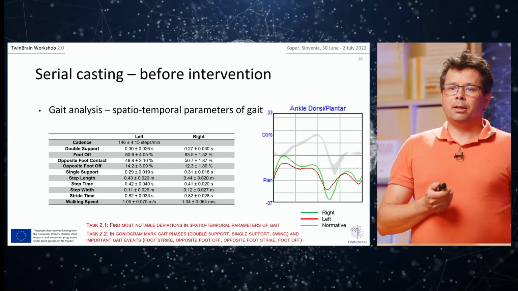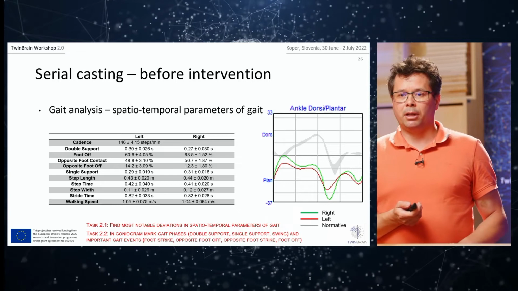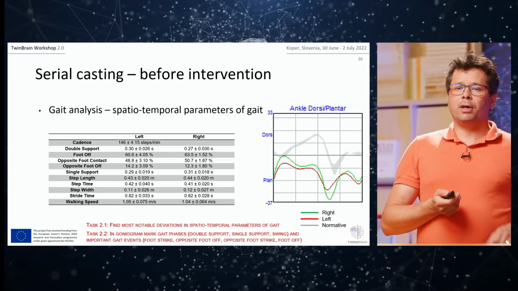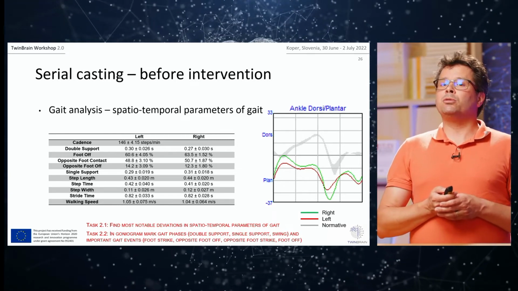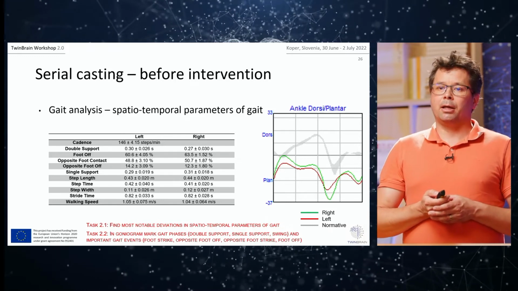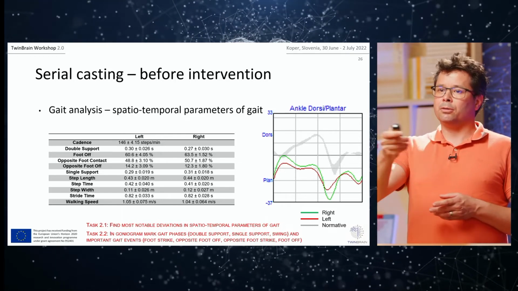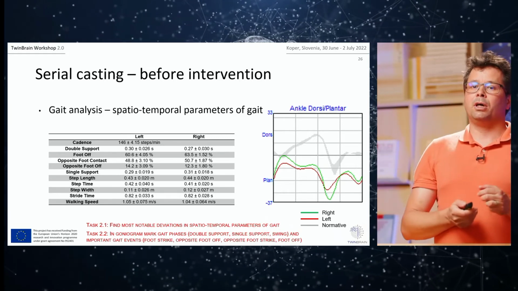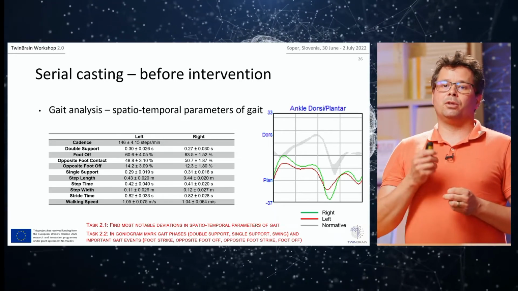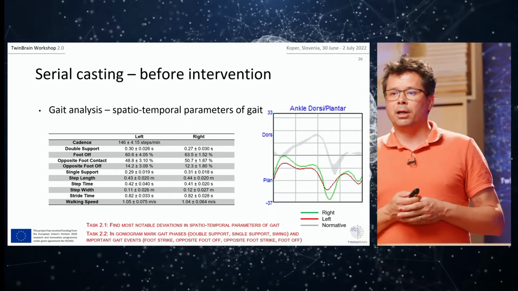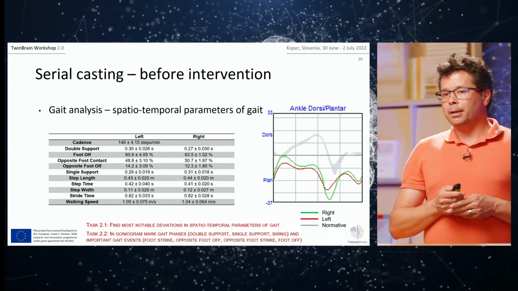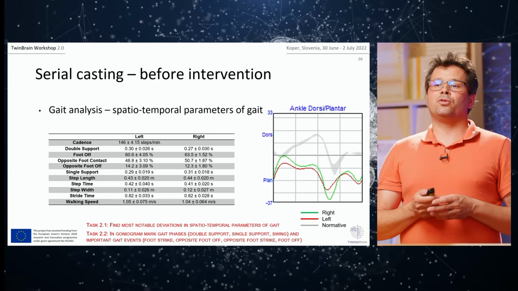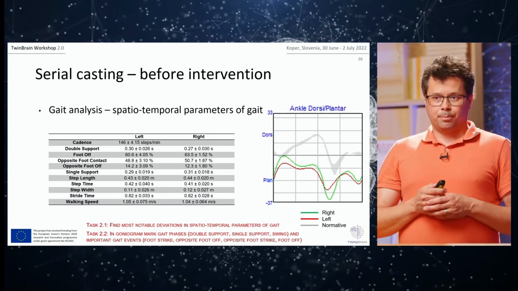So let's look at the spatiotemporal parameters of gait. And again, let's try to find what are the differences between the left and the right leg, and try to put this data onto this graph on the right. So let's try to put the foot off, the opposite foot off, the opposite foot strike into this graph on the right. Let's try to mark the single support phase, the double support phases, and the swing phase.